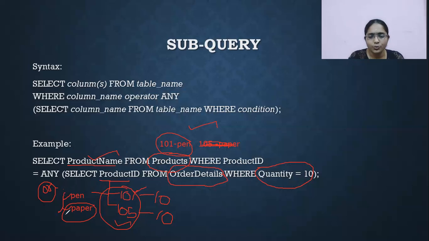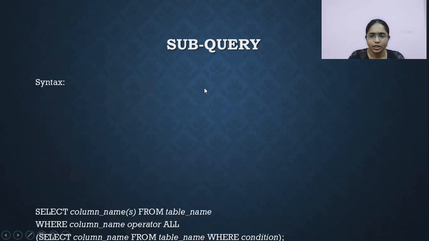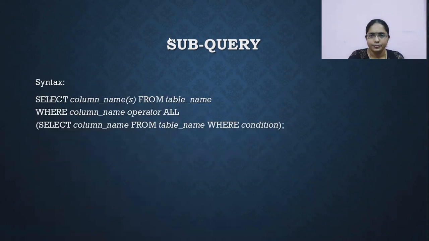Based on this query, if any of the products is matching with your outer query, whatever product is matching, that information will be displayed. If all the input given in your inner query is matching with the outer query, all the input is going to be displayed. This is the functionality of any here. The same query, instead of any, we can place all. You can notice the syntax of it.